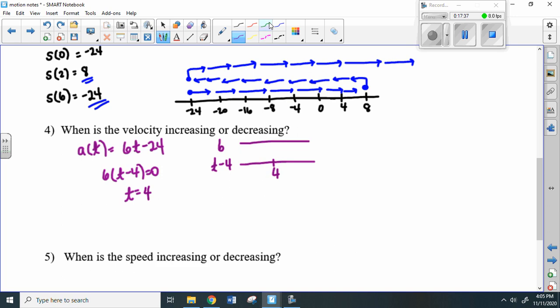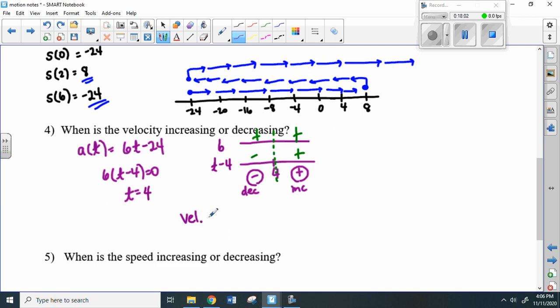So when I draw my choo-choos, 6 is always positive, and t minus 4 is positive when numbers are bigger than 4 and negative when they're less. So then I'm going to combine my signs. And here, the negative means velocity is decreasing, and the positive means velocity is increasing.